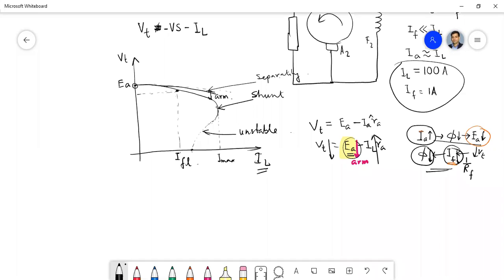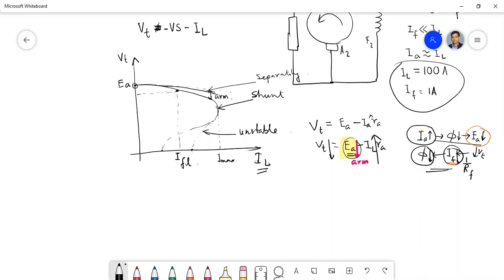Sir, the unstable part that you have drawn, it will go close to zero, meaning that will be determined by the residual, by Ra, right? Yes, but that depends on the design. You are correct, that will be defined by the resistance of the armature.